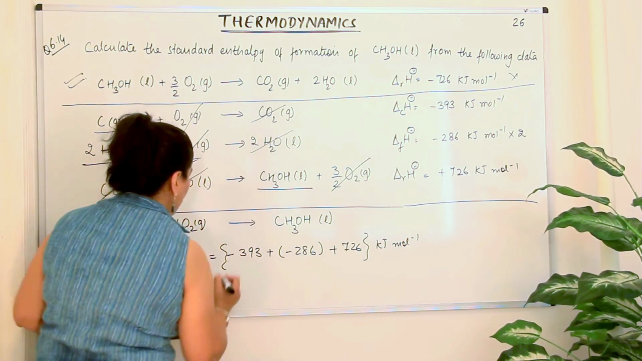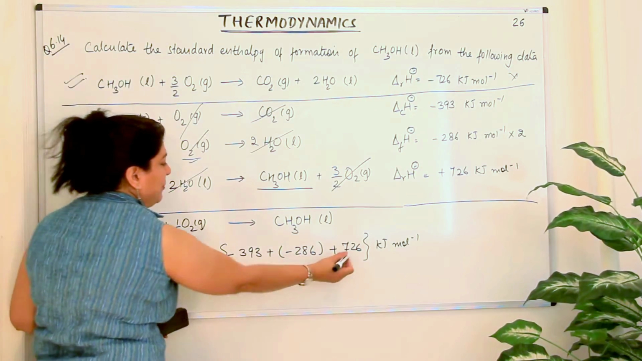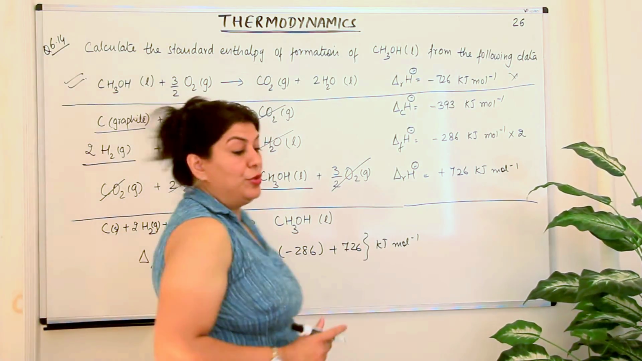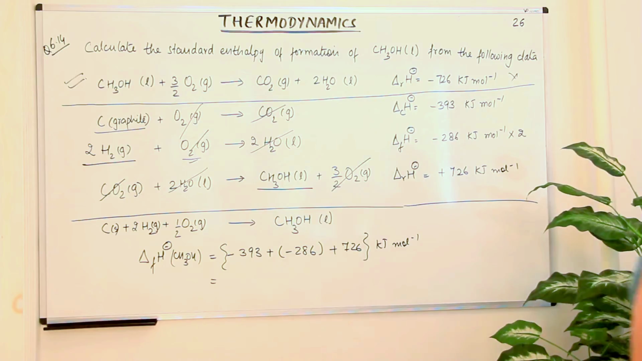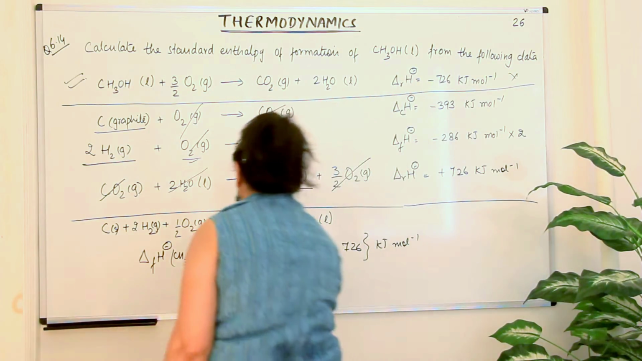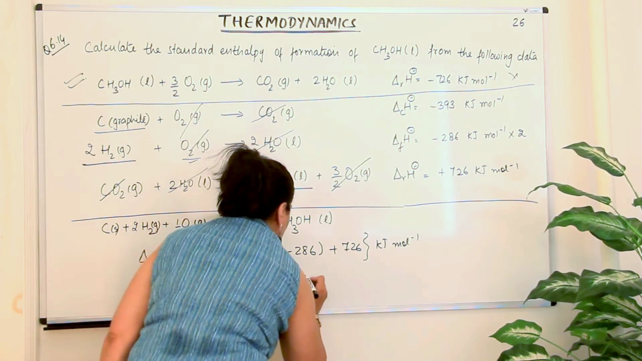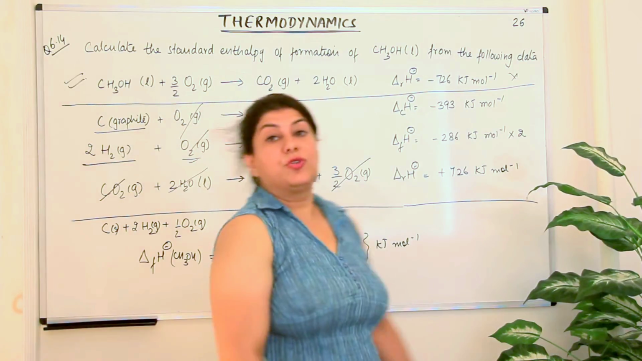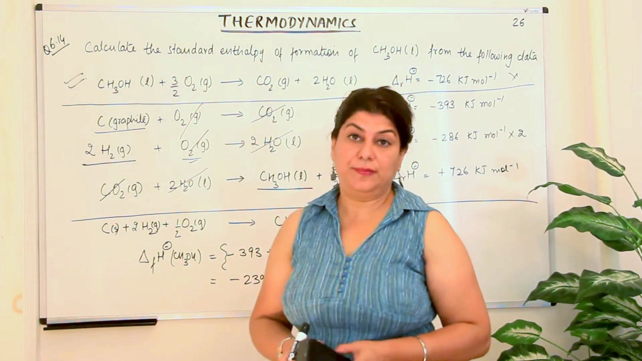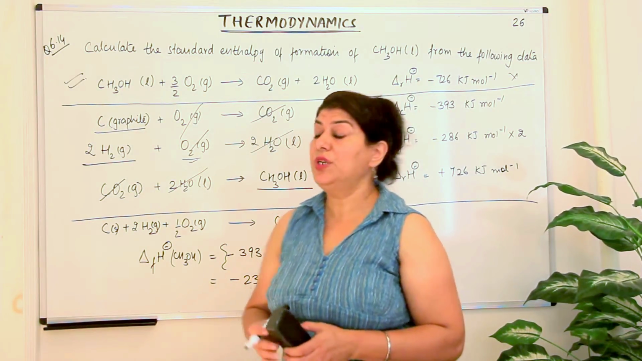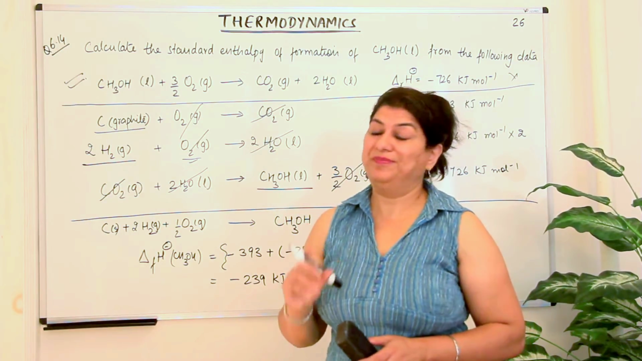Right? So when you solve this, you have 2 negative values and 1 positive value. When you solve this, you arrive at the answer minus 239 kilojoules per mole. So this was your solution to question number 14. Now before I wind up this video, I'm going to do one more numerical problem.